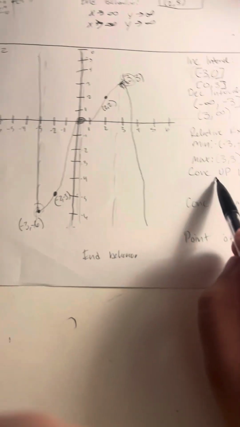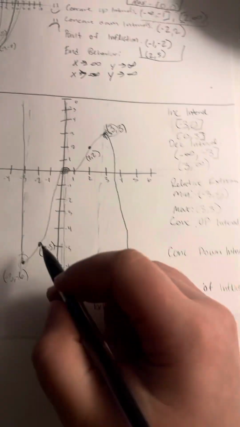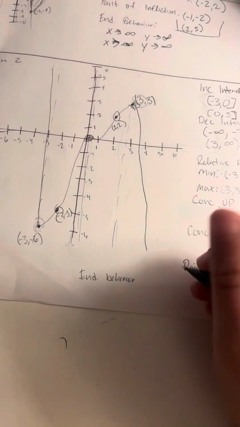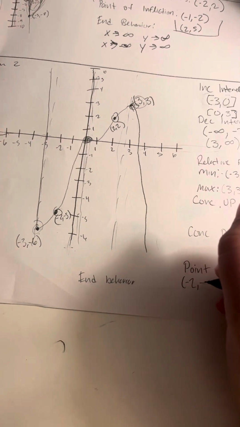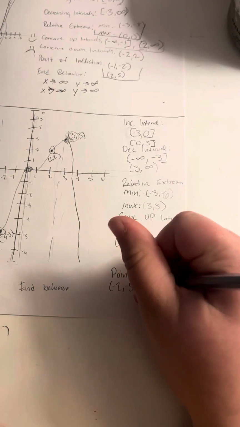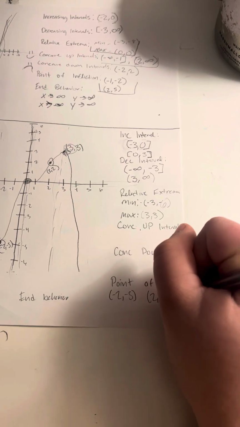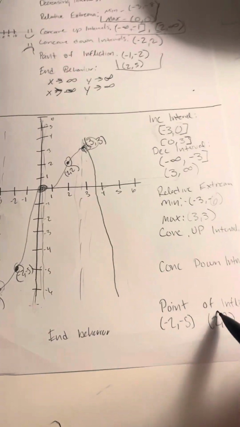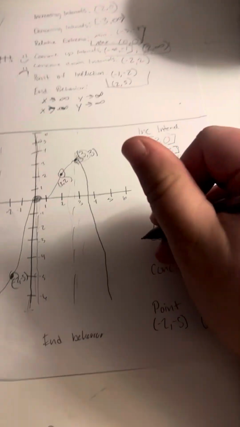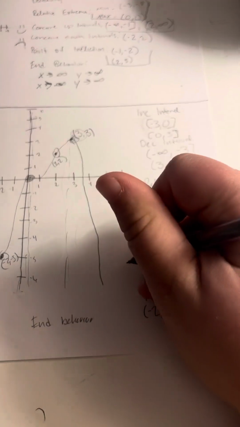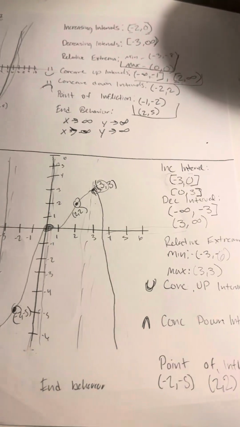So, on to concave up. So our concave up has to do with our points of inflection. And these right here are our points of inflection, so we're going to go ahead and write those down. And those are -2, -5, and 2, 2. So, now that we have our points of inflection, our concave up intervals, concave up is again going to be our graph is going to look like this. And concave down, our graph is going to look like this.